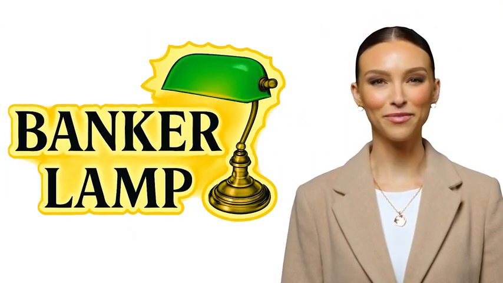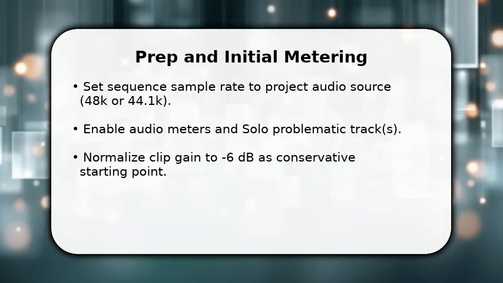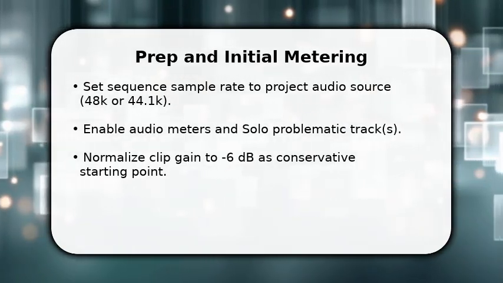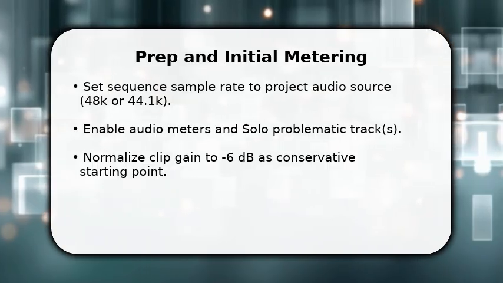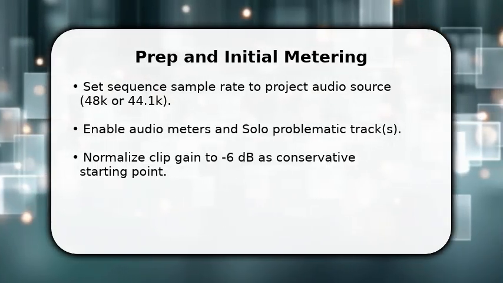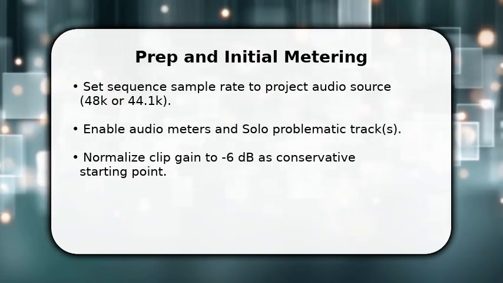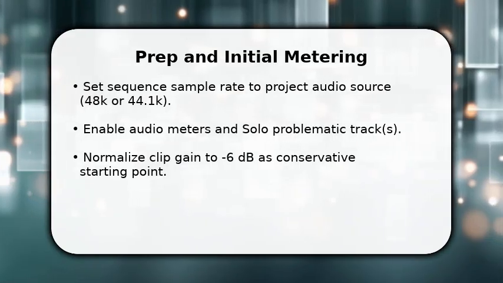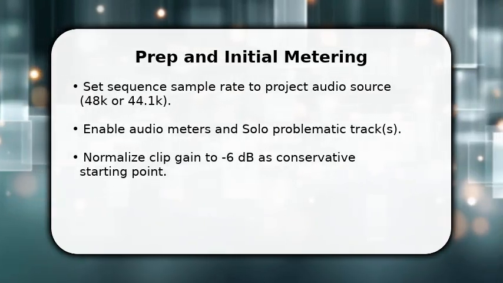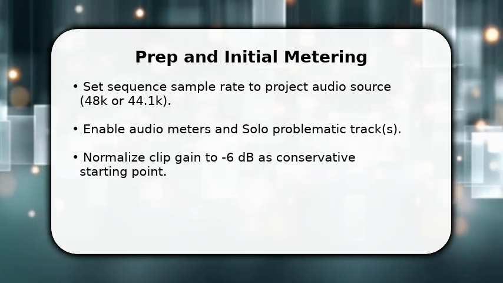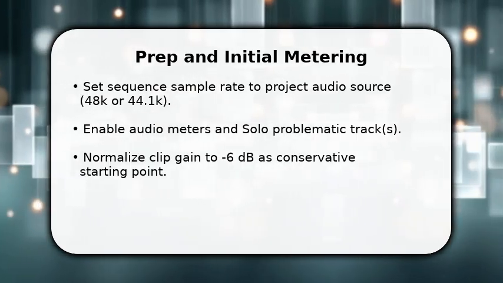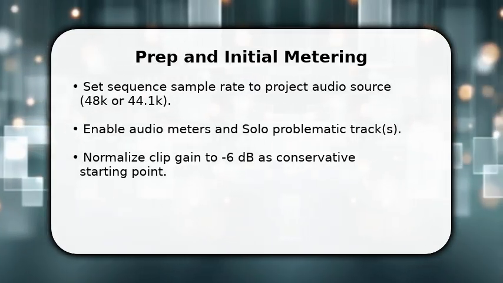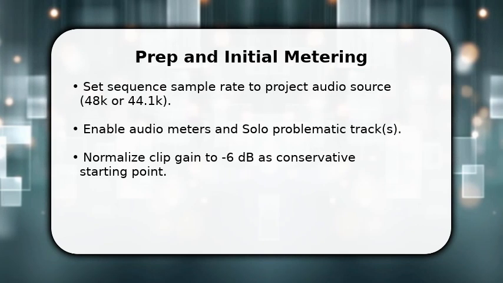Please enjoy the video. You start by confirming project and clip sample rates match, because mismatches can mislead meters and cause unexpected peaking. Next, solo the track you want to fix so other sounds don't mask distortion. Enable the audio meters to watch peaks in real time. Then set clip gain to about -6 dB as a conservative baseline. This reduces obvious peaks and gives you headroom. Once done, play the loudest section and note how far peaks exceed your target level.